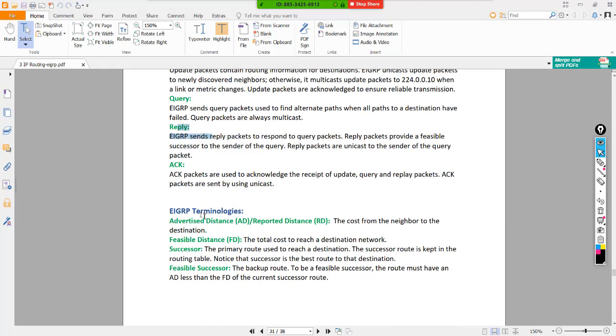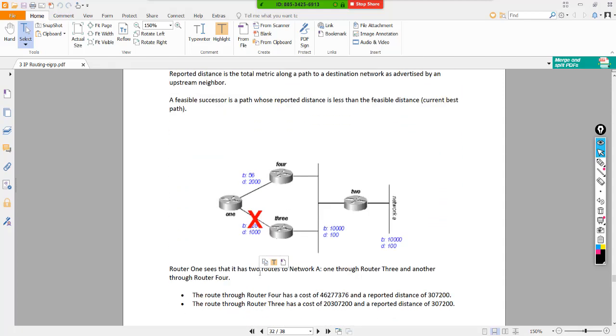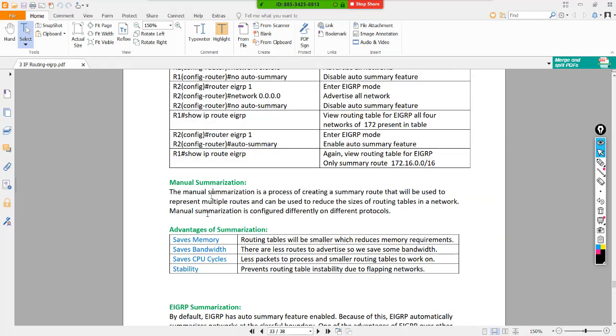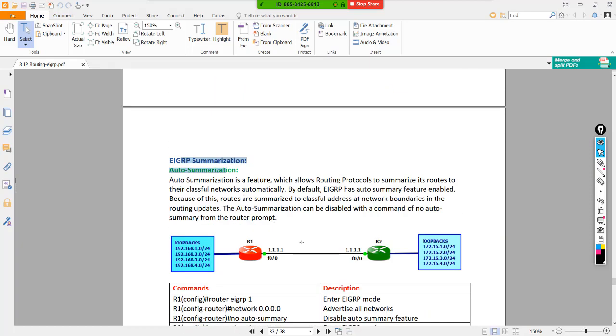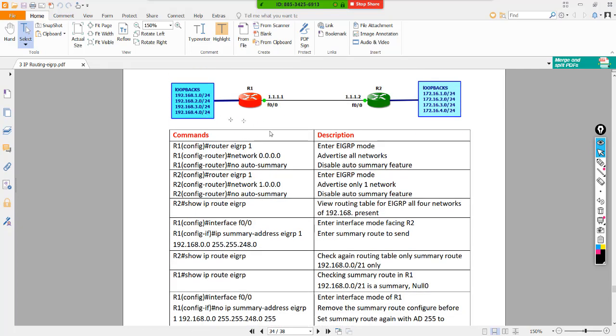We also have some terminology which I will take in the next class, and those are important things. We have EIGRP summarization. We have two types of summarization: auto summarization and manual summarization. You should just know what exactly this is. We will do this lab and I'll take this in the next class; I'm just summarizing it here.